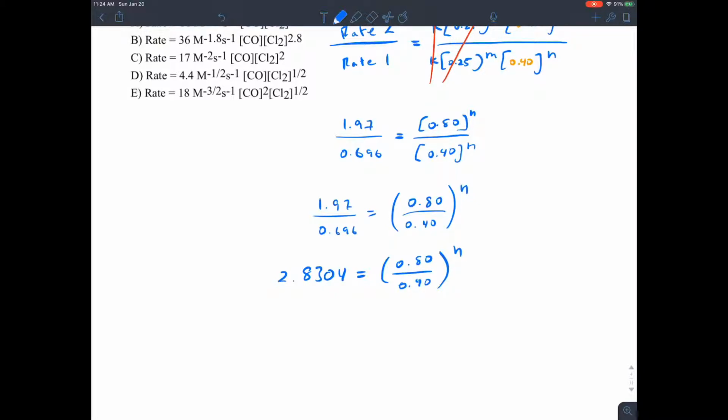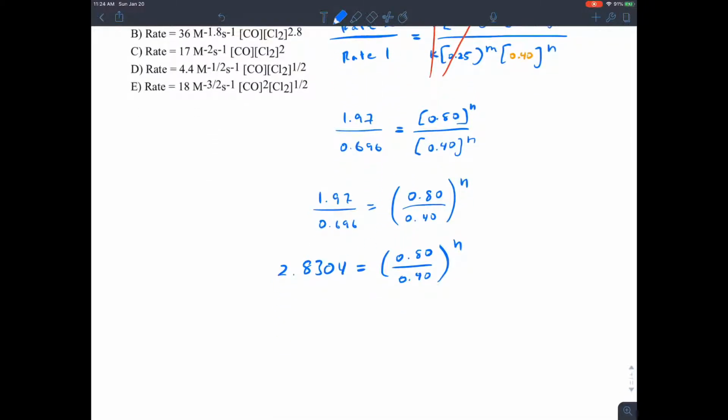Okay, so notice this looks pretty similar to what we were doing before. The ratio of the numbers set to the nth power is equal to the rate change that we see here. It's pretty much the same thing, but this is how we derived the previous one. So then how do I solve for n?